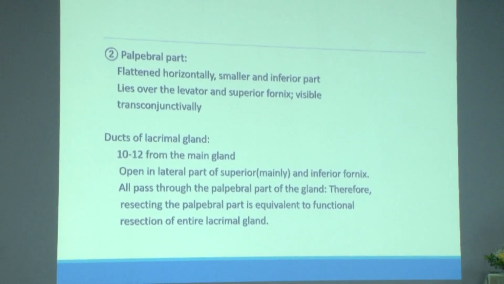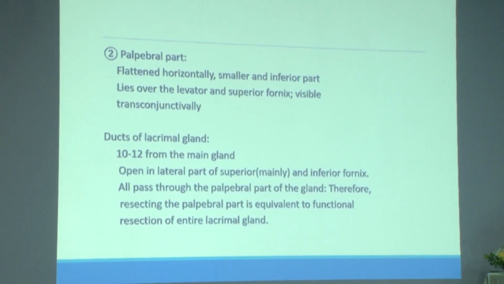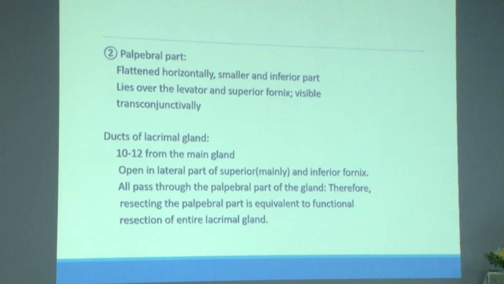Coming to the palpebral part, it is flattened horizontally. It is the smaller and inferior part, lying over the levator and superior fornix, visible transconjunctivally. The ducts of the lacrimal gland pass through the palpebral gland. They are 10 to 12 in number. So, why is it important? If the palpebral part is damaged, lacrimal secretion becomes low or may be absent.